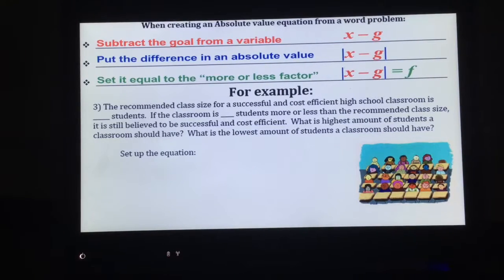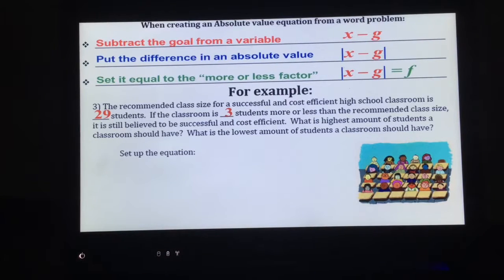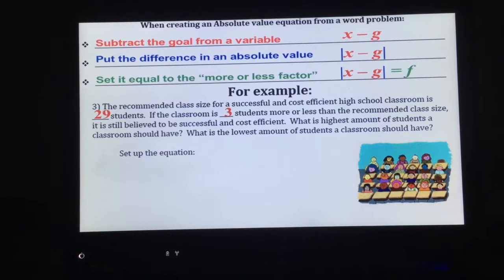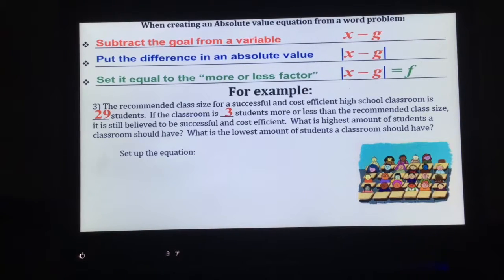Now for number 3, we need a couple of things in there to actually do the problem. So go ahead and put these numbers in there. All right, I'm going to read it and then we can do this one together. So it says the recommended class size for a successful and cost-efficient high school classroom is 29 students. If the classroom is 3 students more or less than the recommended class size, it is still believed to be successful and cost efficient. What is the highest amount of students in the classroom that the classroom should have? What is the lowest amount of students that the classroom should have?